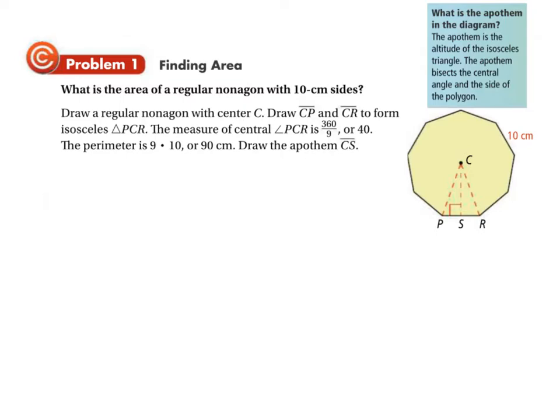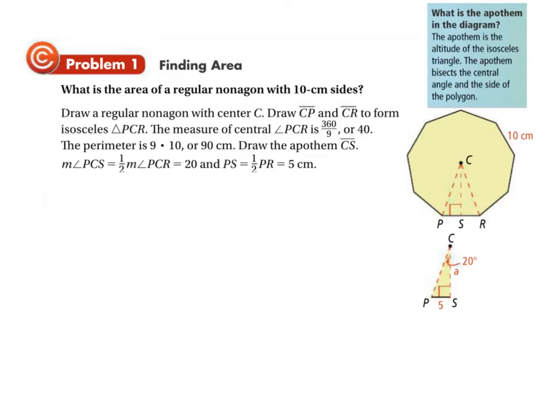So first thing we want to do is have that apothem here, CS, and notice this. If we said PCS right here, this triangle is going to be half of PCR. This was 40, so that'll be 20 if we split it in half. And half of the side length of PR, which is 10, would be 5 here. What you get then is this triangle right here. We have that 20-degree angle there and this side of 5. And what we're looking to do is solve for the apothem.